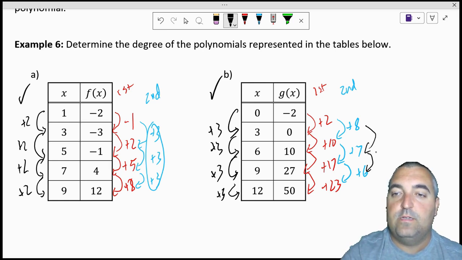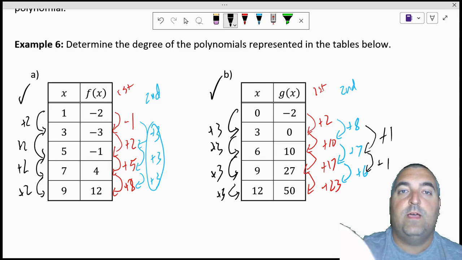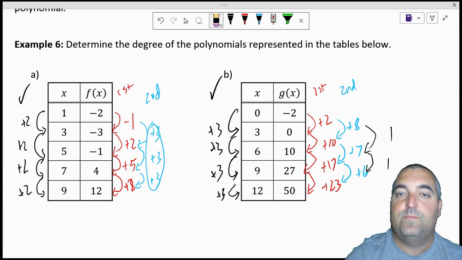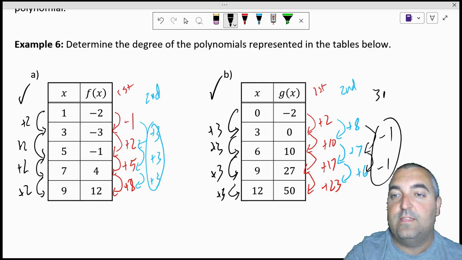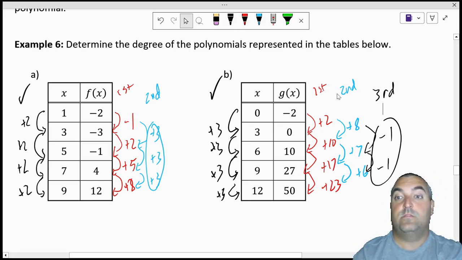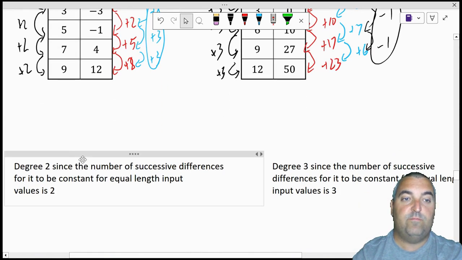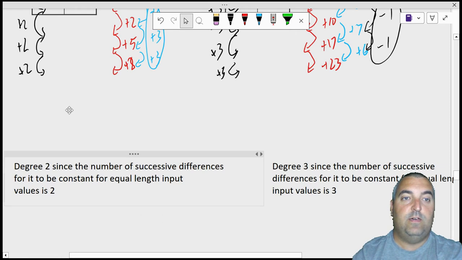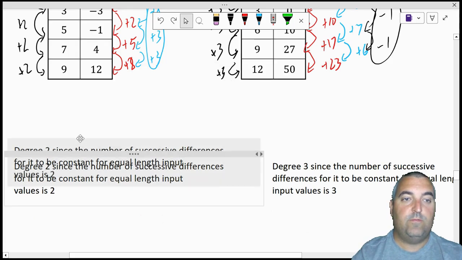And look at this one. That's +1. That's +1. From 8 to 7 is 1. From 7 to 6 is also 1. I'm just kidding. It's not +1, it's -1. But the important thing here is that it's constant at the third successive difference, which means this one is a third degree. So as far as the answers go, the way you would write them, I have them typed up right here. Control Z. Oh no, there we go.